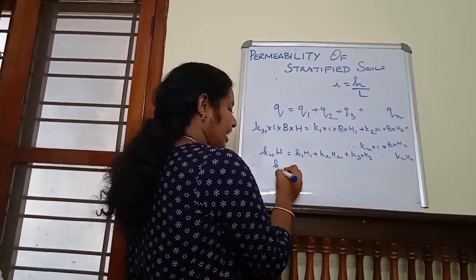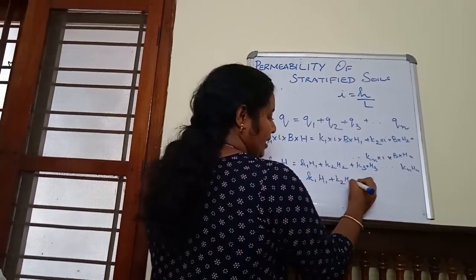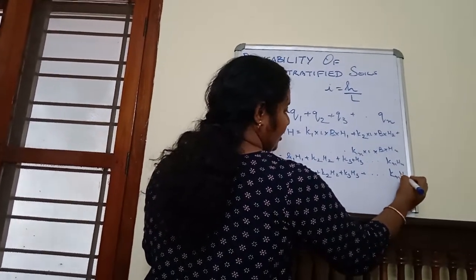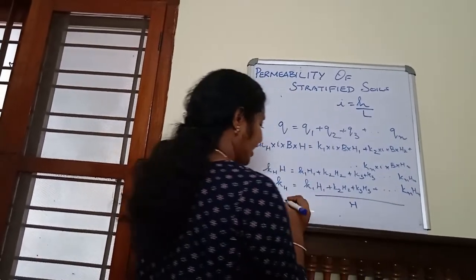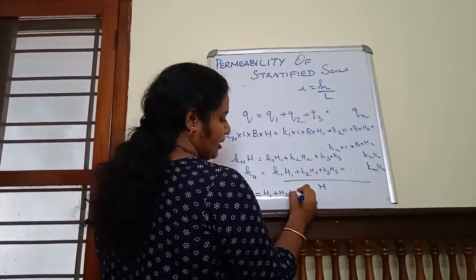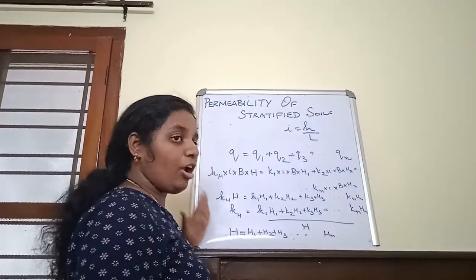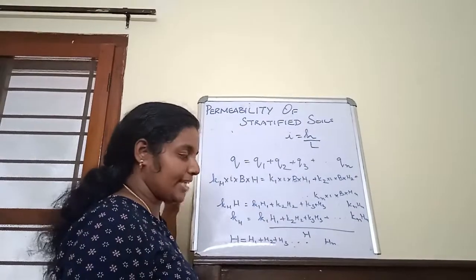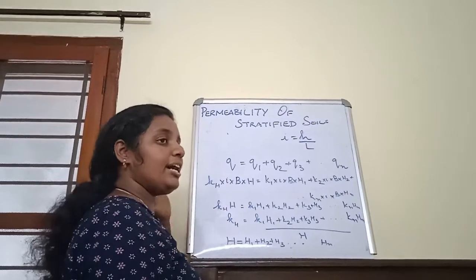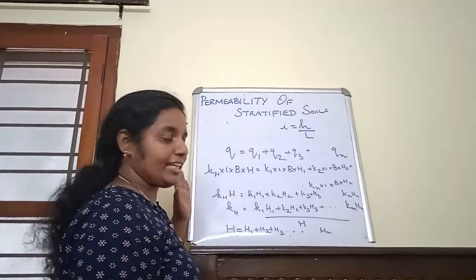From this equation, to find the KH value, we bring the H to the other side. So KH is equal to K1 H1 plus K2 H2 plus K3 H3 plus so on up to Kn Hn, the whole divided by height, capital H, and this capital H is equal to H1 plus H2 plus H3 plus so on up to Hn. The main thing to notice is that this capital H is not the head loss but the height of the soil sample, measured perpendicular to the direction of flow.